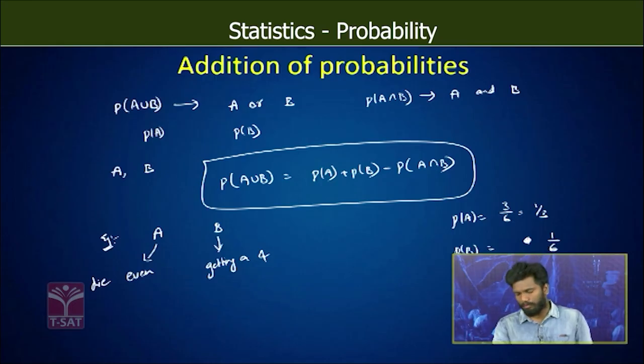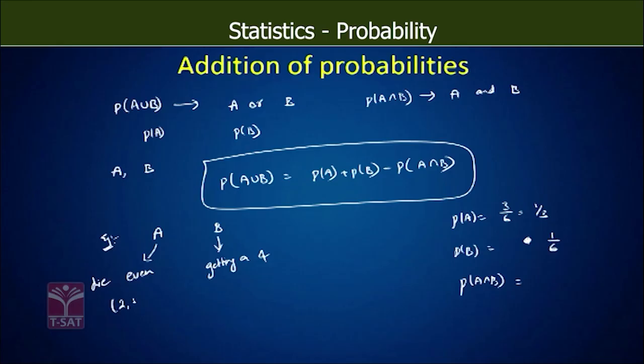Now probability of A intersection B. So for the probability of A intersection B, the even numbers here are 2, 4 and 6. For getting a number 4, the favorable outcome is 4. So is there any intersection part? Yes, 4 is a part of the even numbers. So it is 1 by 6 again.